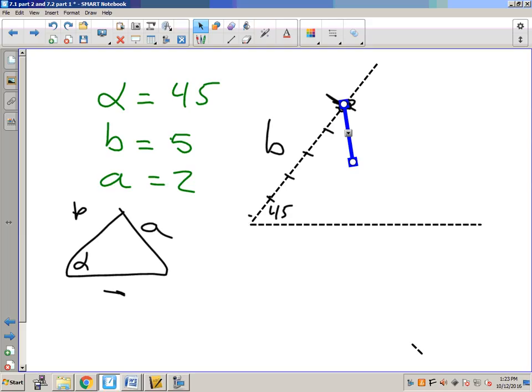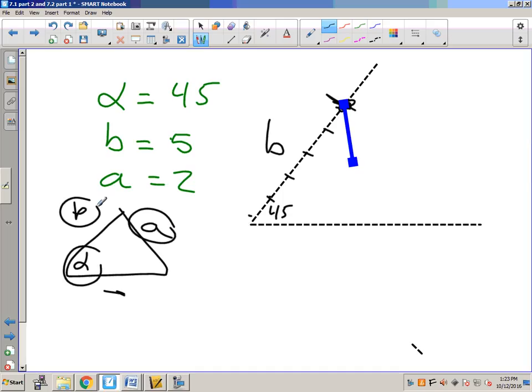Now this is the ambiguous case, because I have provided you with a value for A, a value for alpha, and B, and that's side side angle. So this is the ambiguous case. This is what we're going to talk about tomorrow.